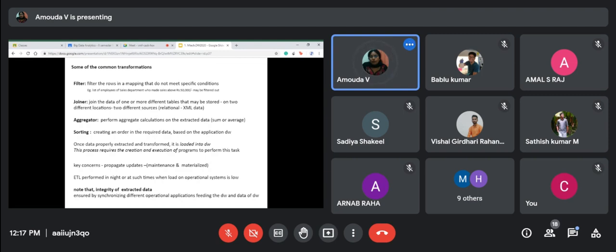What is given? ETL is performed at night or at such times when the load on the operational system is low. Extraction, transformation and loading is done at night because it can be done without interruption. That is the criterion.